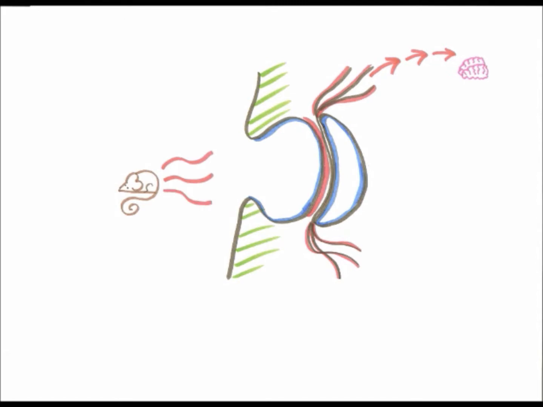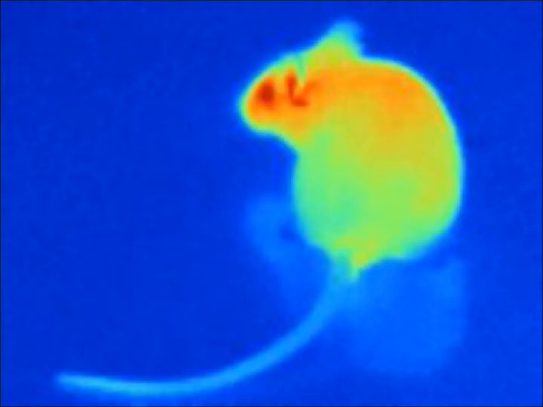Boa and python pits also have a layer of thermoreceptive epithelial cells connected to the nerves. However, they do not have the double chambers like pit vipers. This is similar to how vision in infrared would look like for a snake.